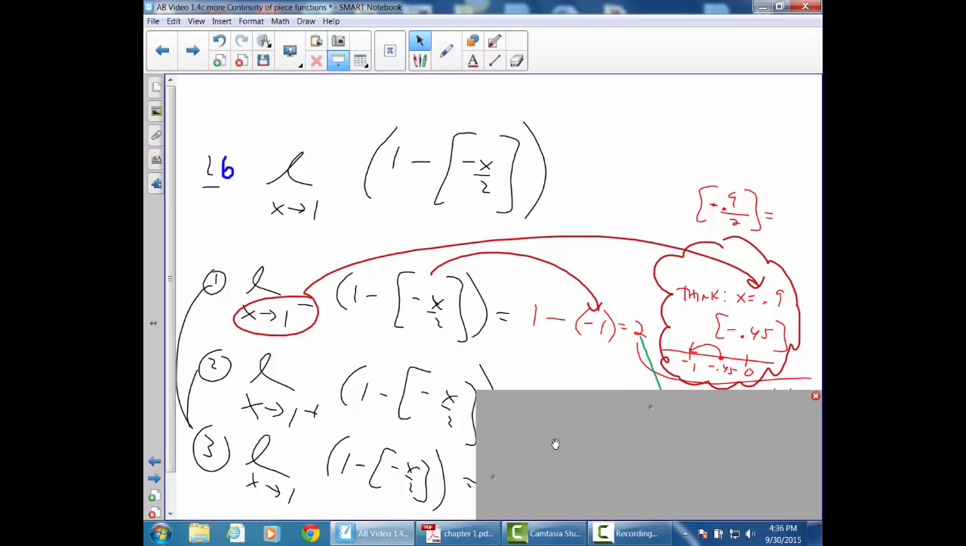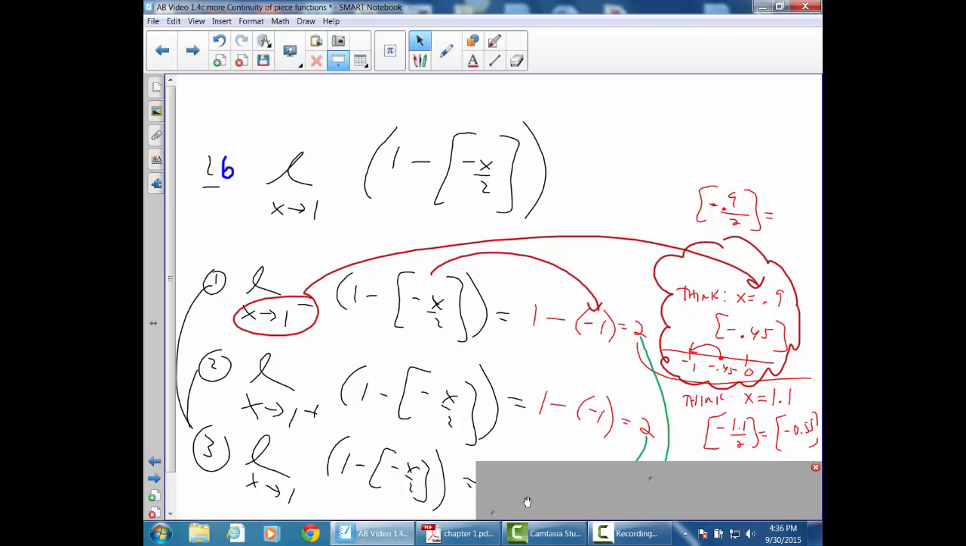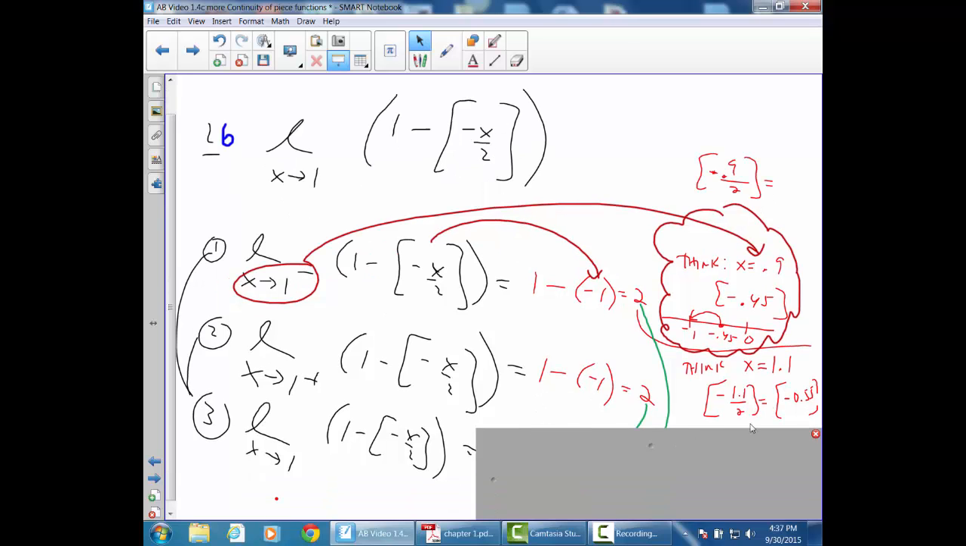Limit as x approaches 1 from the right. The difference here is, instead of replacing x by 0.9, we're going to replace x by 1.1, some number to the right of 1. So again, my function is the greatest integer function of negative x over 2. So I replace it by negative 1.1 over 2, which is negative 0.55. But I'm taking the greatest integer function of that number, and the greatest integer function of negative 0.55 is negative 1. So I end up with 1 minus negative 1 is 2.